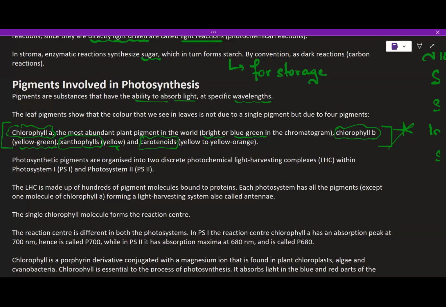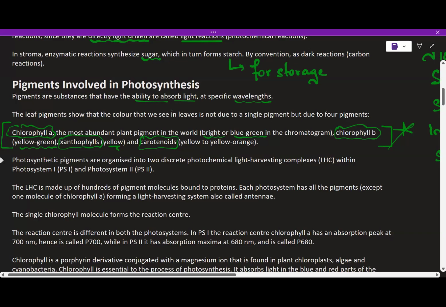Now, the pigments are not just lying there in the chloroplast. Rather, they are organized into the light harvesting complexes, LHC. It's a complex that contains the photosynthetic pigment and the accessory pigments. There are two types of light harvesting complexes: photosystem 1, which has the light harvesting complex, and photosystem 2. This much is clear?